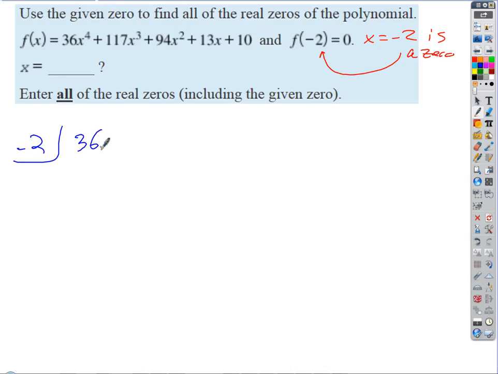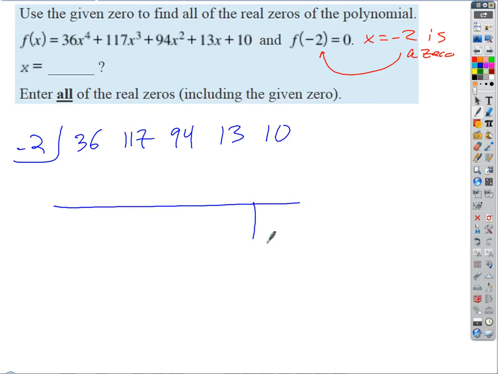So we get 36, 117, 94, 13, and 10. And what goes in there for sure? 0, because it's a 0. Negative 2 is a 0. Okay, so if we do the math, bring down the 36. What's 36 times negative 2? Negative 72. If I add those up, what do I get? 45. 45, good.